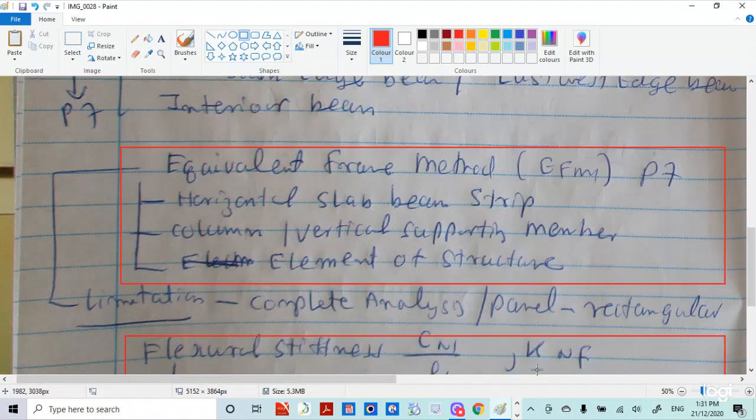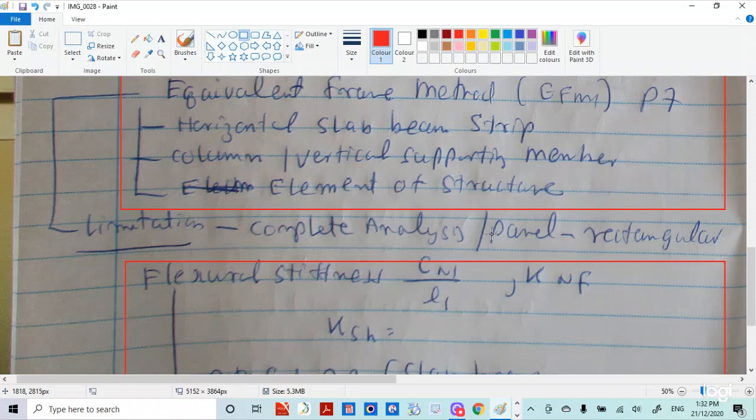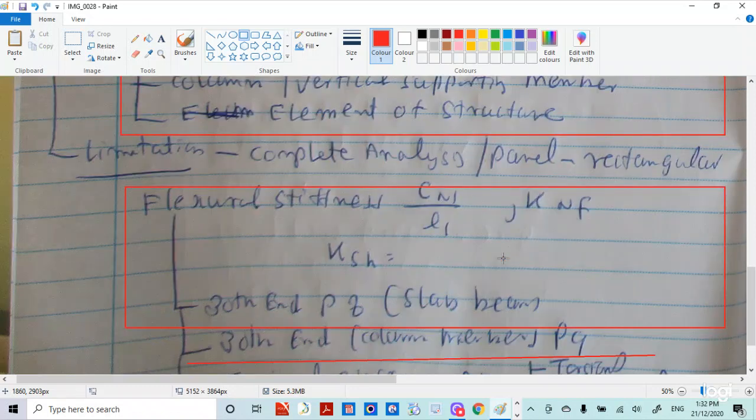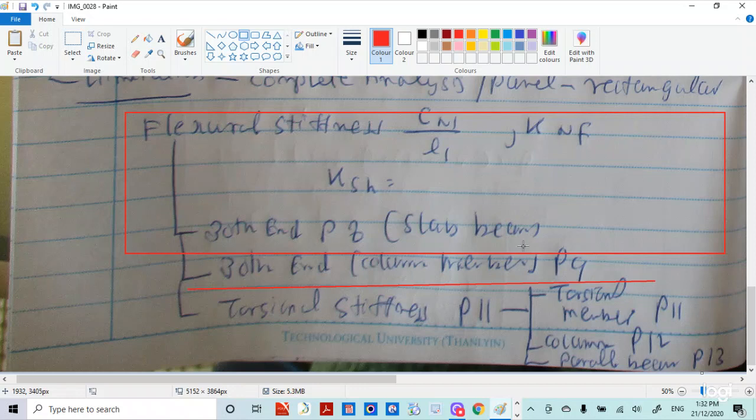Then we utilize the equivalent frame on page 8. The horizontal slab beam strip includes the column as the vertical support member, also an element of the structure. In this case, we also have to consider the limitation; the complete analysis pattern and rectangular limitation have to be considered. We also have to calculate the flexural stiffness, CN by L1, and the both-end calculation on page 8.